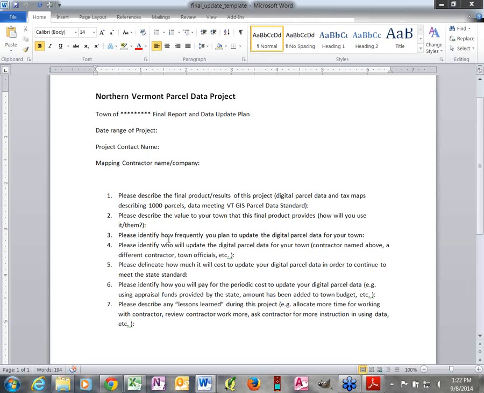But basically how frequently you plan to update, who will do the updating, whether it's going to be your contractor or the listers or a different contractor that you plan to choose, how much it will cost to do your update on whatever periodic basis you're planning to do it, and then how you plan to pay for it, whether it just gets included in the town budget as a new line item, or it's just part of the lister's budget, or whether you plan to use some appraisal funds to help pay with that, whatever you've figured out.